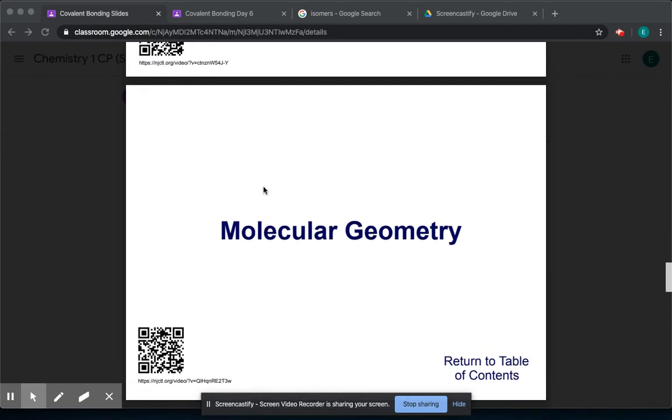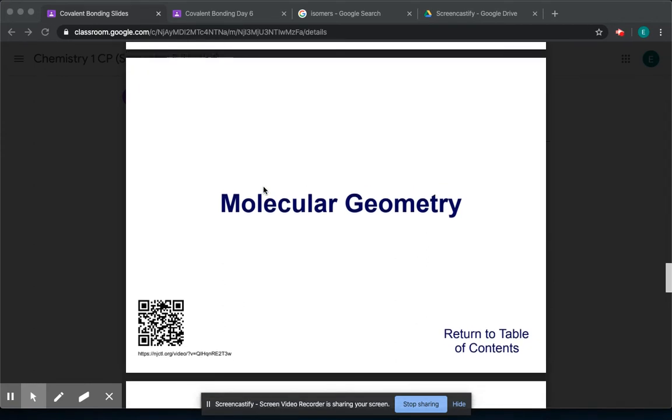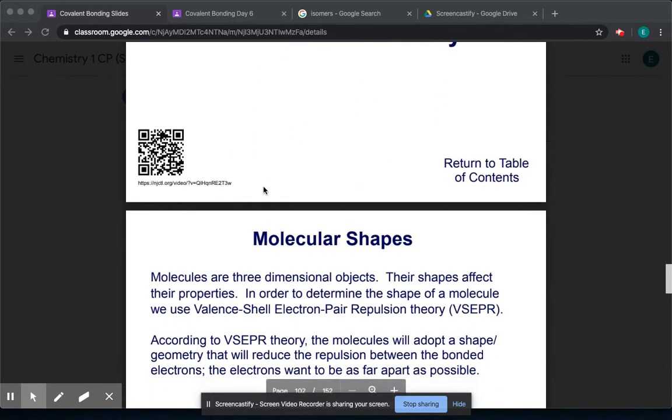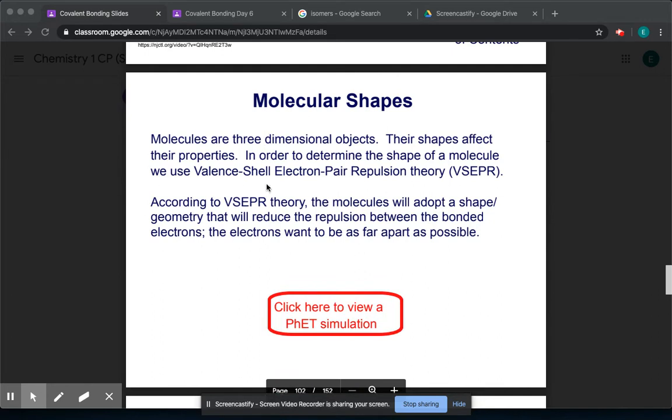Hello, everyone. Today's topic is molecular geometry, which focuses on the VSEPR theory. VSEPR, however you want to pronounce it, is a weird acronym, but what it stands for is valence shell electron pair repulsion theory. And what it focuses on is the electron configurations of the molecules and what shape the molecule is going to take as a result.